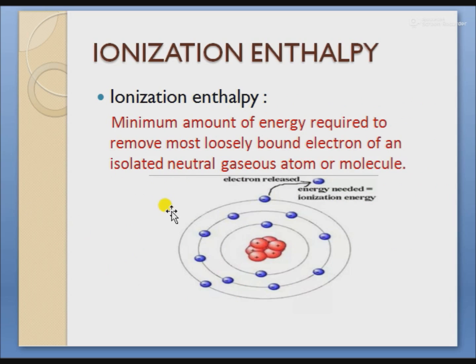Next is ionization enthalpy. Ionization enthalpy is the amount of energy required to remove the loosely bound electron from an isolated neutral gaseous atom or molecule. Here in this picture, this is the loosely bound electron, away from the nuclear attraction. When we remove this electron, we need some energy to knock it out, and this energy is called ionization energy.